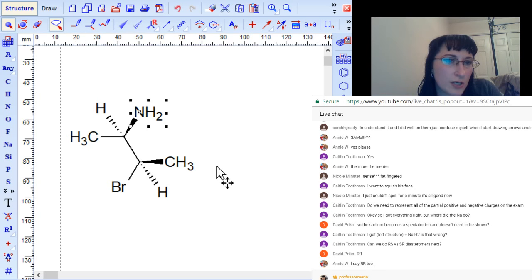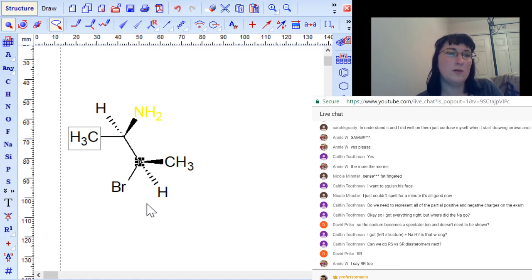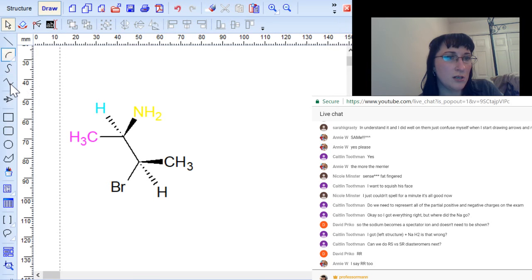Let's do the nitrogen as number 1, right? Carbon number 2 would be this carbon down here in the middle. Number 3 would be the carbon over there. Number 4 would be the hydrogen. So that makes my stereochemistry.